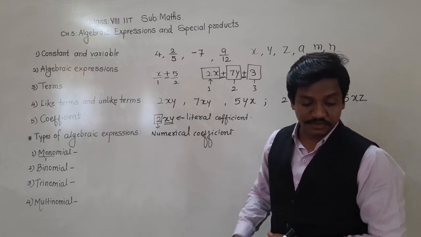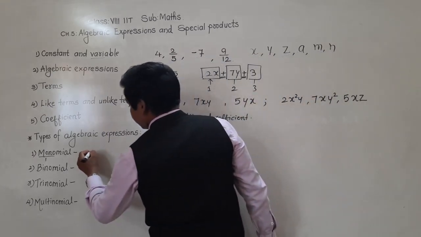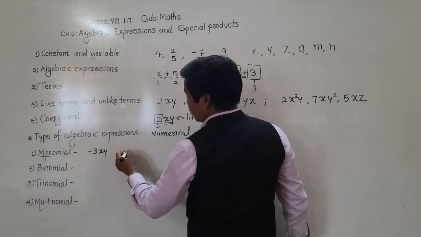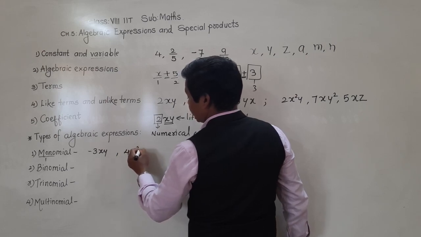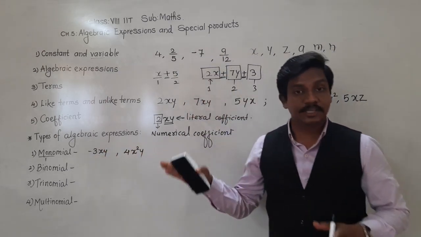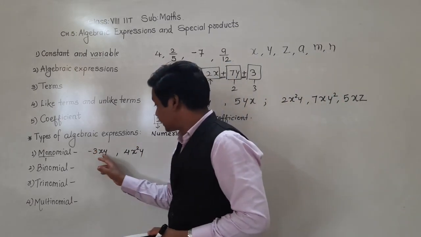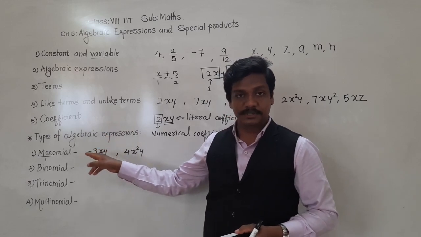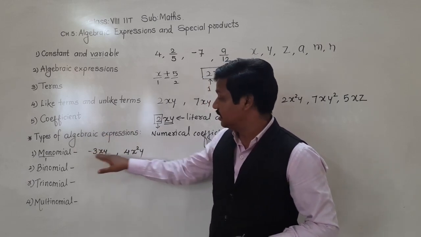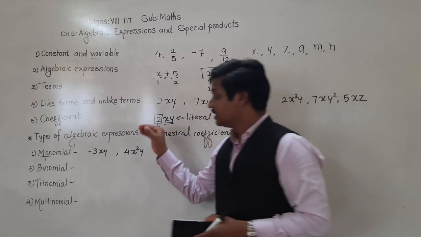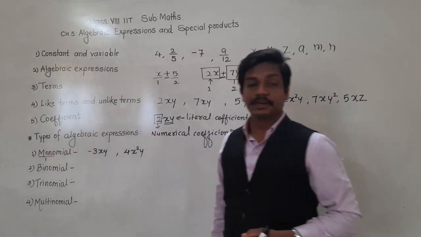The algebraic expression with single term, like minus 3xy. Only one term is there. Or 4x square y. Correct? These are the algebraic expressions. See, 3 and xy, between them there is multiplication sign. That's why this is also an algebraic expression. So these are the algebraic expressions with single term. That's why they are called monomial.